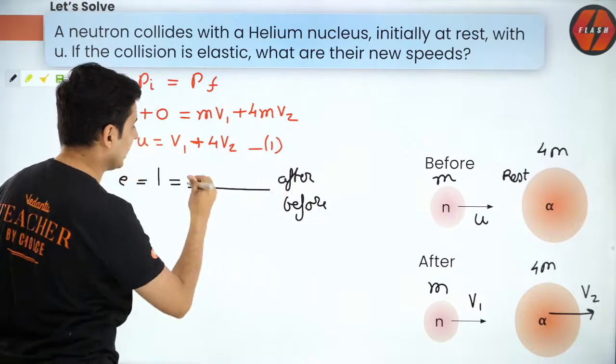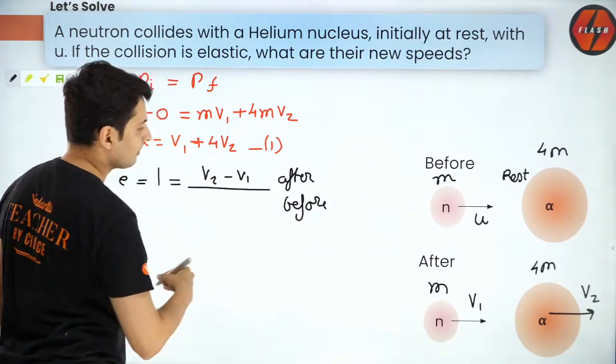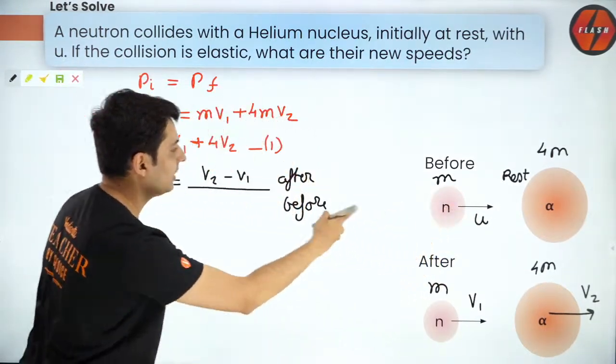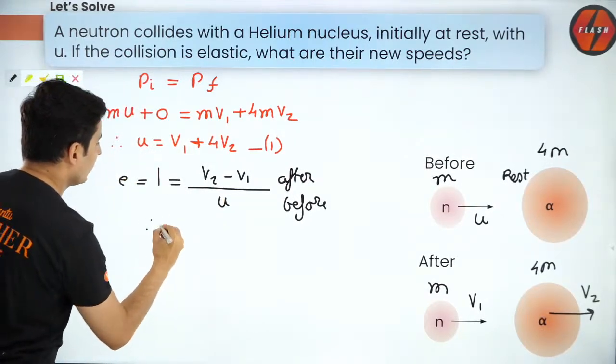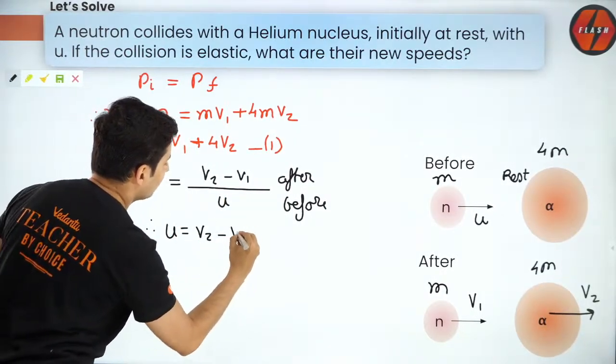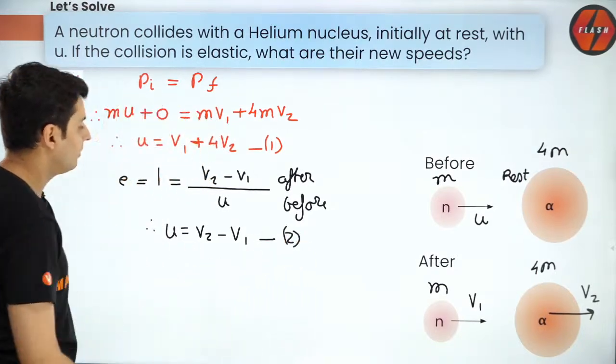So hence the bigger one minus the smaller one. And then before the collision, the relative speed was u. Therefore, u is equal to v2 minus v1. That's my equation number 2.